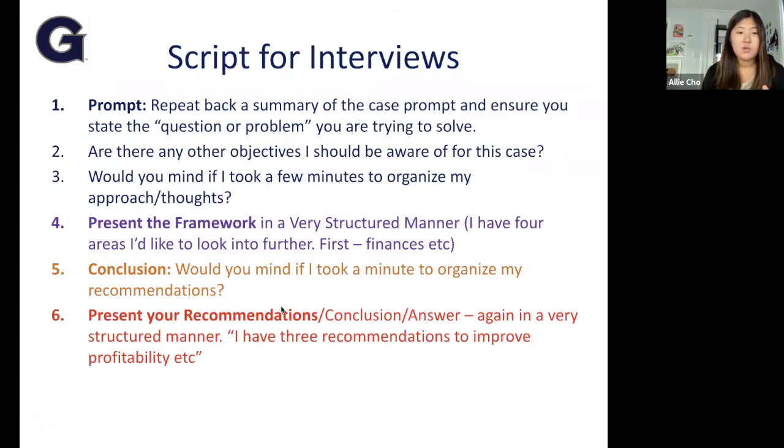Okay, yeah. So again, just to recap, running all the way back through the flow of the interview, you get the prompt, you repeat it back to them, you ask for a minute to organize your thoughts, you then present your framework, the structured way you're going to approach the problem, you work through it with the interviewer, and then you come to your conclusion and present your recommendations at the end.